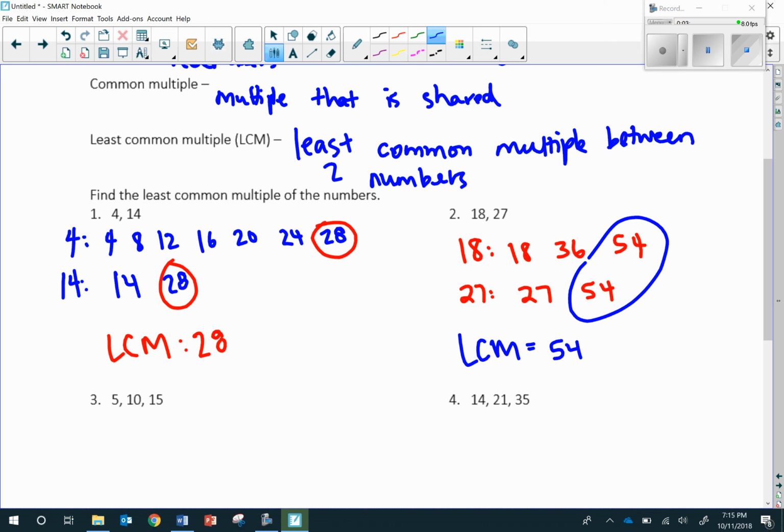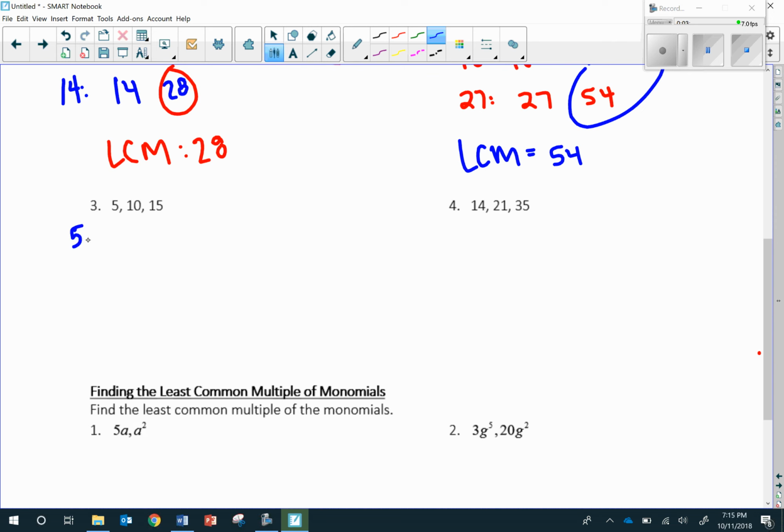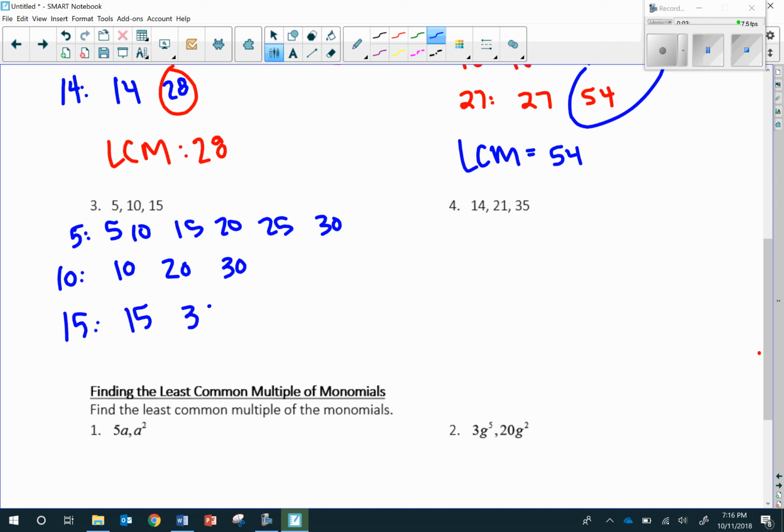All right, I'll go ahead and do number 3 as well. The multiples of 5 would be 5, 10, 15, 20, 25, 30. I'm going to stop there for now to see if I can use those numbers to find my LCM. If I do the multiples of 10, I have 10, 20, 30. Okay, those two numbers share 30, so perhaps I can find 30 when I do the multiples of 15 as well. So 15 would be 15 and 30, and there we have it. That is our least common multiple, 30.